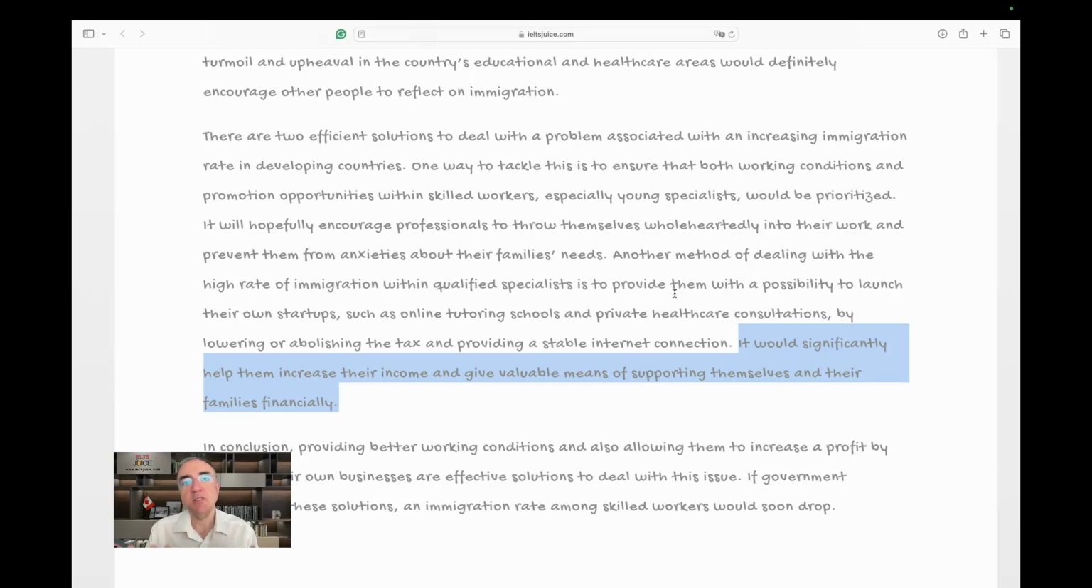It's very good. I mean, the development here is clear. There were two solutions. One was to focus on youngsters and to prioritize their promotions and their bonuses and making their working conditions better for the young. And the second one was to allow them to have their own businesses by giving them internet and, I don't know, healthcare and necessary education, or maybe by lowering their taxes. These are the things that you can do to solve these problems for them. That's beautiful. I'm just in love.